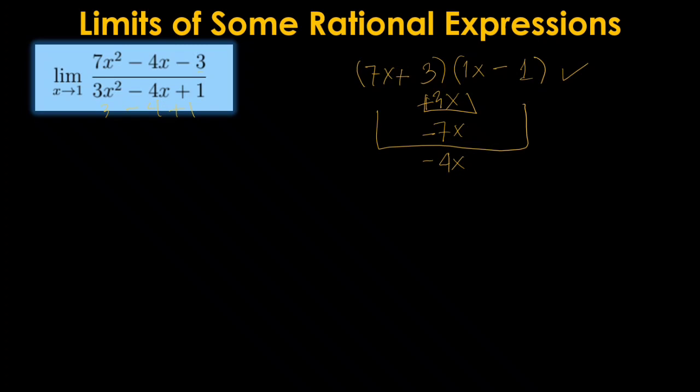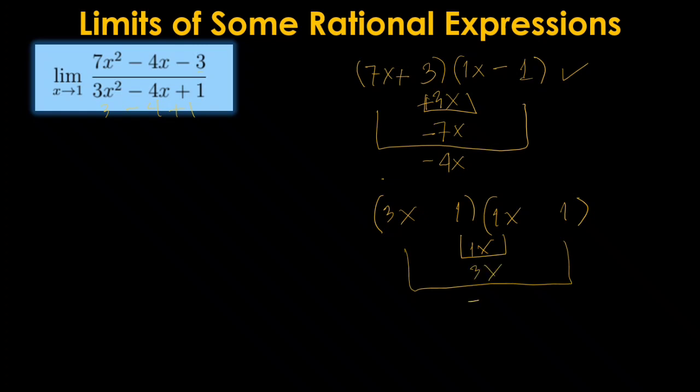Let's move to the denominator, using the trial and error method again of FOIL. So the factor of 3 is 3 times 1. So we have 3x and 1x. And then the factor of 1 is 1 times 1. So let's check the middle term. This is 1 times 1x is 1x. 3 times 1, 3x times 1 is 3x.